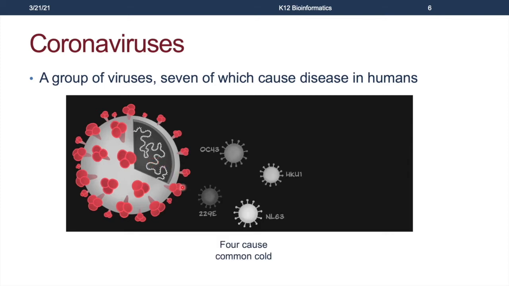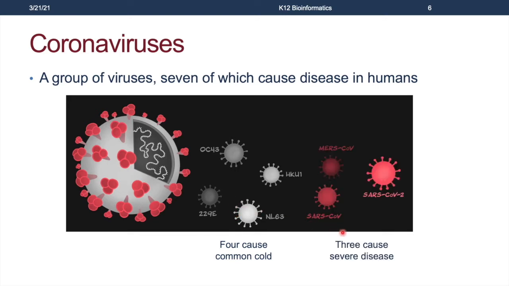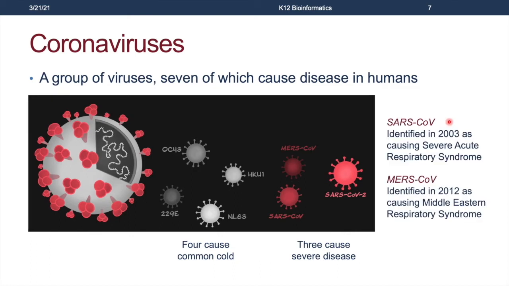4 of the 7 coronaviruses that affect people are known to cause the common cold. 3 of them cause severe disease and have been linked to outbreaks in recent history. SARS-CoV is one of these viruses, and it was identified in 2003 as causing severe acute respiratory syndrome. MERS-CoV was identified in 2012 as causing Middle Eastern respiratory syndrome. And as you probably know, SARS-CoV-2 is the one responsible for COVID-19, but we'll get into that next.